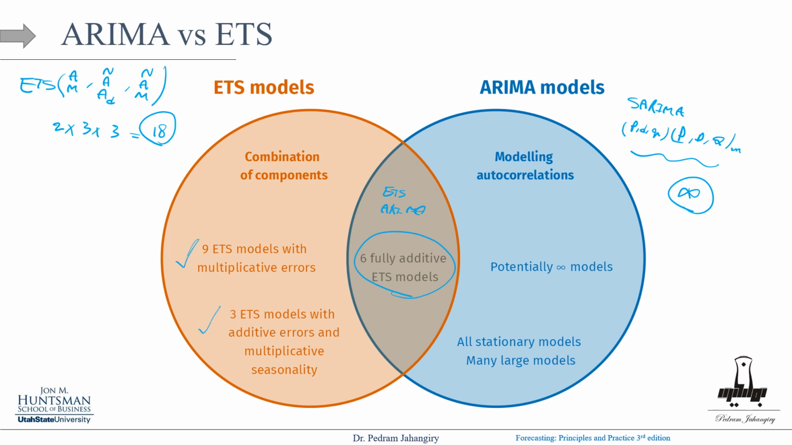So hopefully these make sense. So this is, I'm copying from the textbook. So if you're curious, you can go ahead and read it on your own, but it should be pretty straightforward. So we have, for example, 9 ETS models with multiplicative errors, right? We have 3 ETS models with additive errors and multiplicative seasonalities, and 6 of those fully additive models we can just write in terms of ARIMA models. So we can go back and forth between the two, and the rest of the ARIMA models are basically the AR components modeling autocorrelation, MA components modeling the moving averages, and then we have lots of those models.